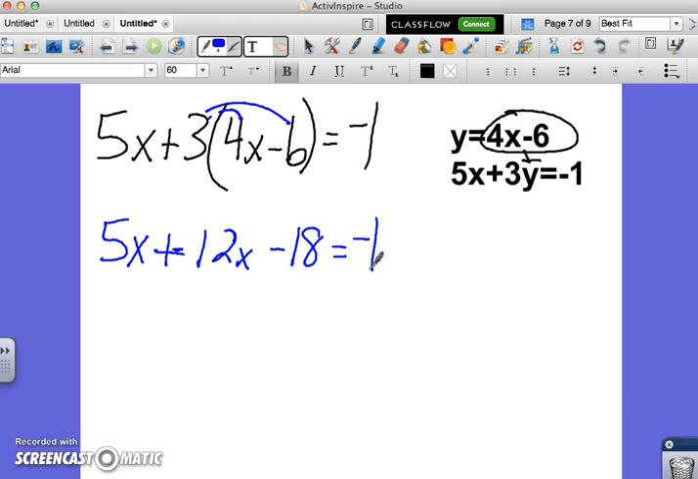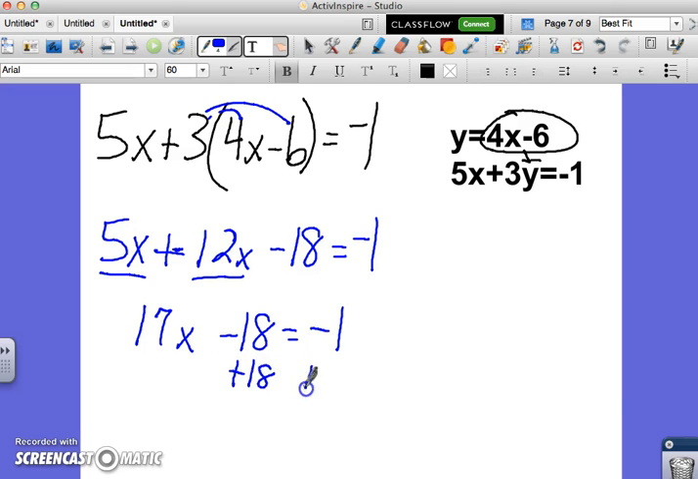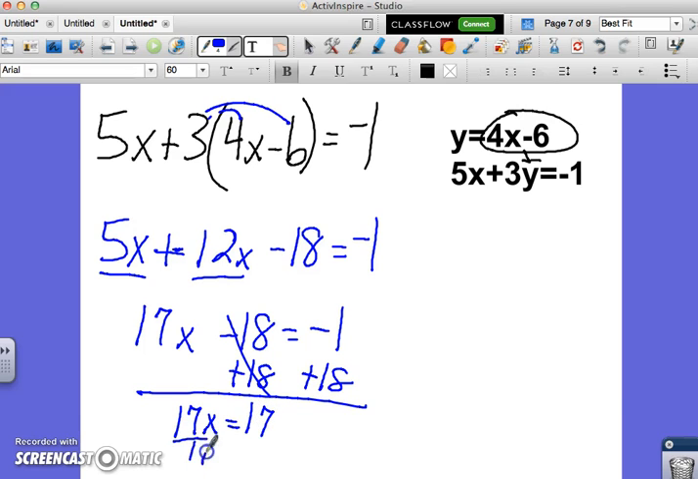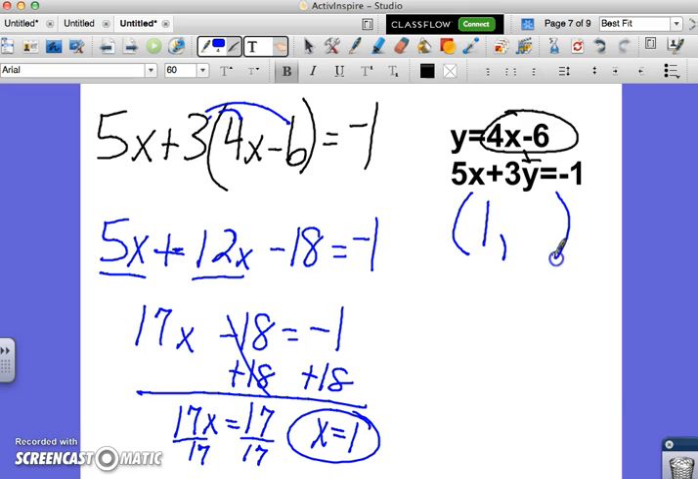So let's combine like terms. 5x plus 12x, well that's 17x minus 18 equals -1. Add 18 to both sides. So now we have 17x equals 17. Divide by 17. We find that x equals 1. So we know in our solution, I'm going to write it down here this time, x is 1. There's our solution set.